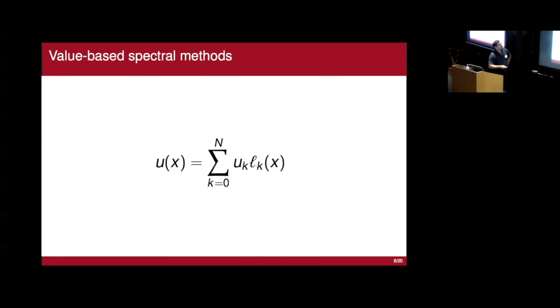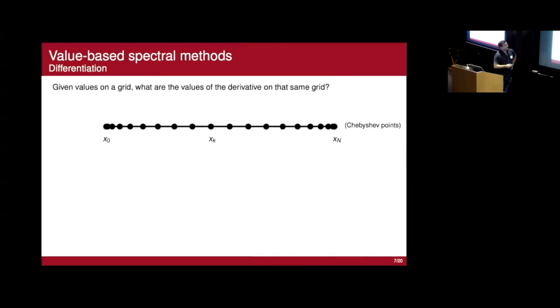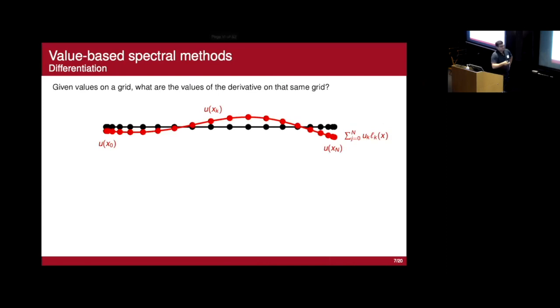So first, let's talk about value-based spectral methods. So we're living in the world of a grid. We have Lagrange polynomials, and these u_k's are just the value of my function u at each of these grid points. Okay, so we want to take a derivative. Say we're in the non-periodic world. We're on a Chebyshev grid, so we have points x0 to xn. And I have some function values here in red, u at x0 to u at xn.